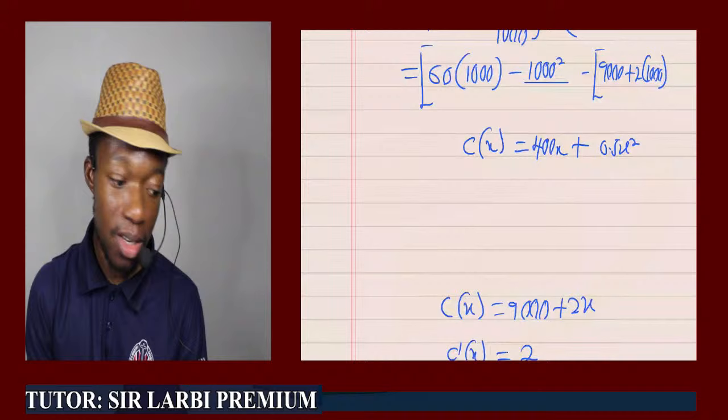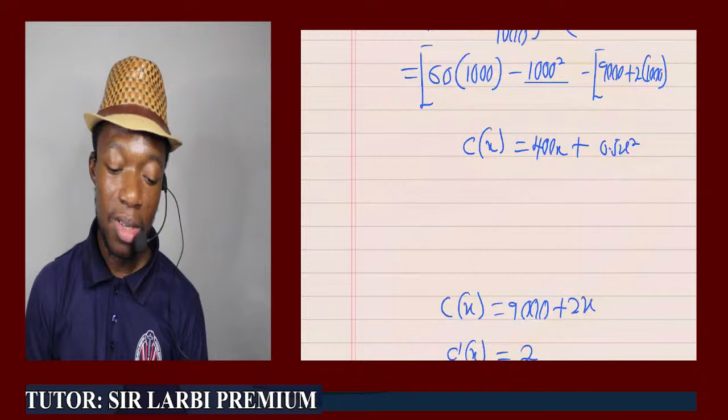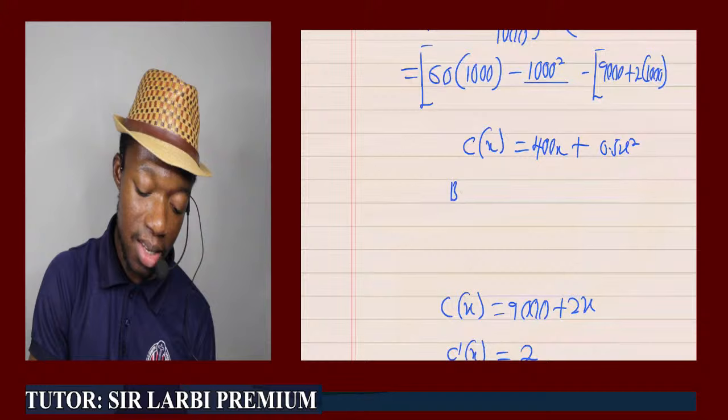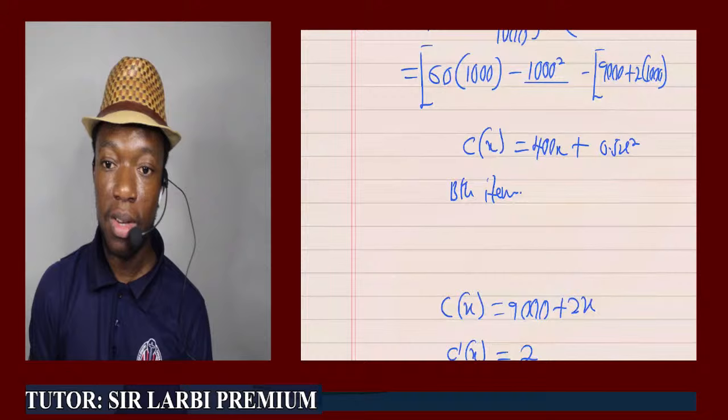But if you are asked to find the exact cost of producing a particular item in a position in terms of arrangement, let's say the exact cost of producing the 13th item, that means you have been given a position. How do you do that?